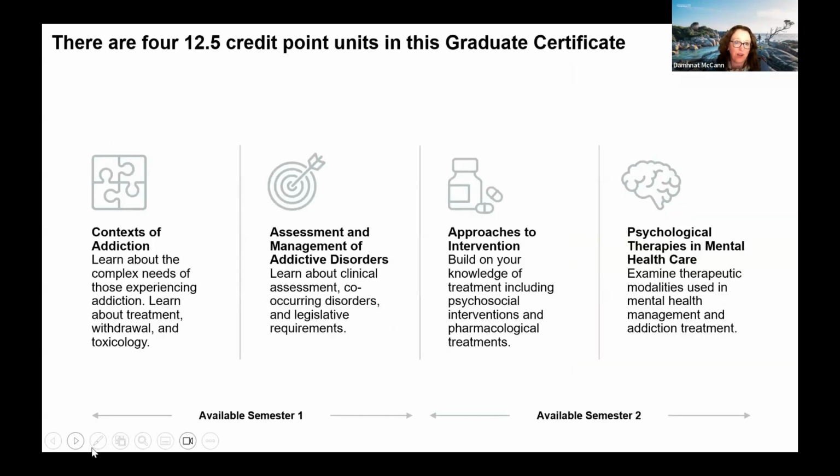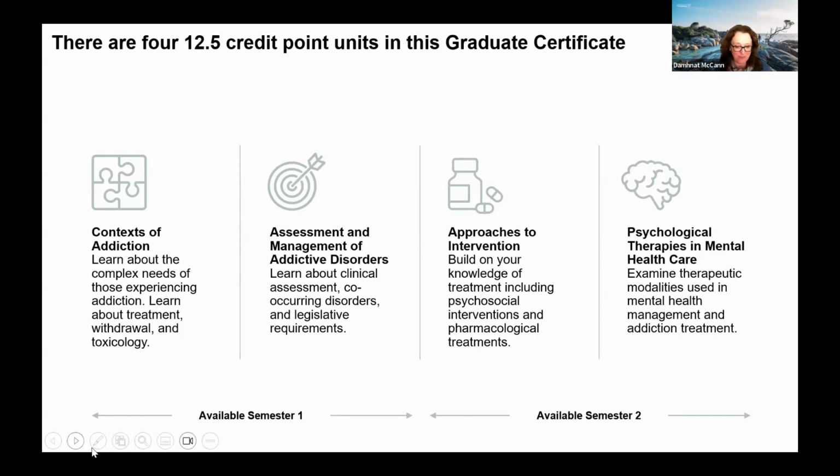So as I said, there's 4 12.5 credit point units in this graduate certificate. That's the standard size for a graduate certificate unit. Those units cover really the gamut of addiction studies, with a strong emphasis on drug and alcohol. We've just had a review of our units, and we are constantly thinking about what are areas that we could strengthen, but also recognising that this is not a space that stands still.